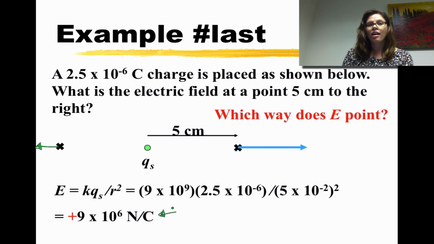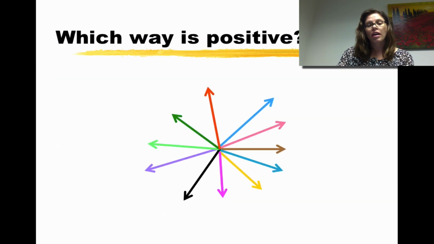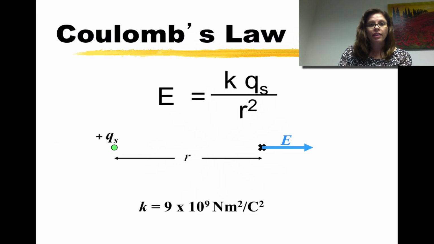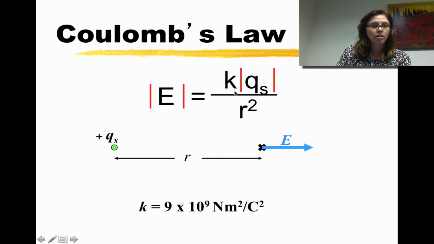A negative sign does not tell us direction anymore because of the geometry: which way is positive? Any of them could be positive, or they could all not be positive. So in conclusion, E equals KQ over R squared is going to be your friend. We're going to be working a lot with it. And we are done. When you work this equation, you always want to use absolute values for your source charge. Get your directions from your pictures.